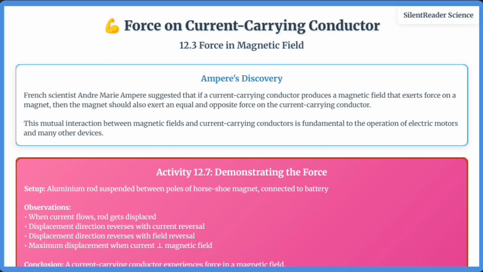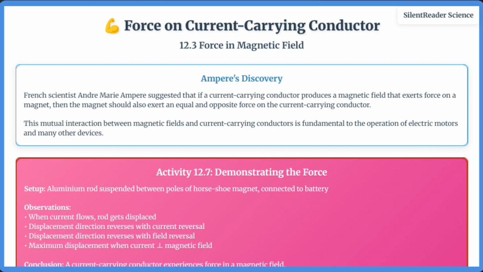Now let's explore the force on current-carrying conductors in magnetic fields. French scientist André-Marie Ampère suggested that if a current-carrying conductor produces a magnetic field that exerts force on a magnet, then the magnet should also exert an equal and opposite force on the current-carrying conductor. This mutual interaction between magnetic fields and current-carrying conductors is fundamental to the operation of electric motors and many other devices. We can demonstrate this force with an activity using an aluminium rod suspended between the poles of a horseshoe magnet and connected to a battery.